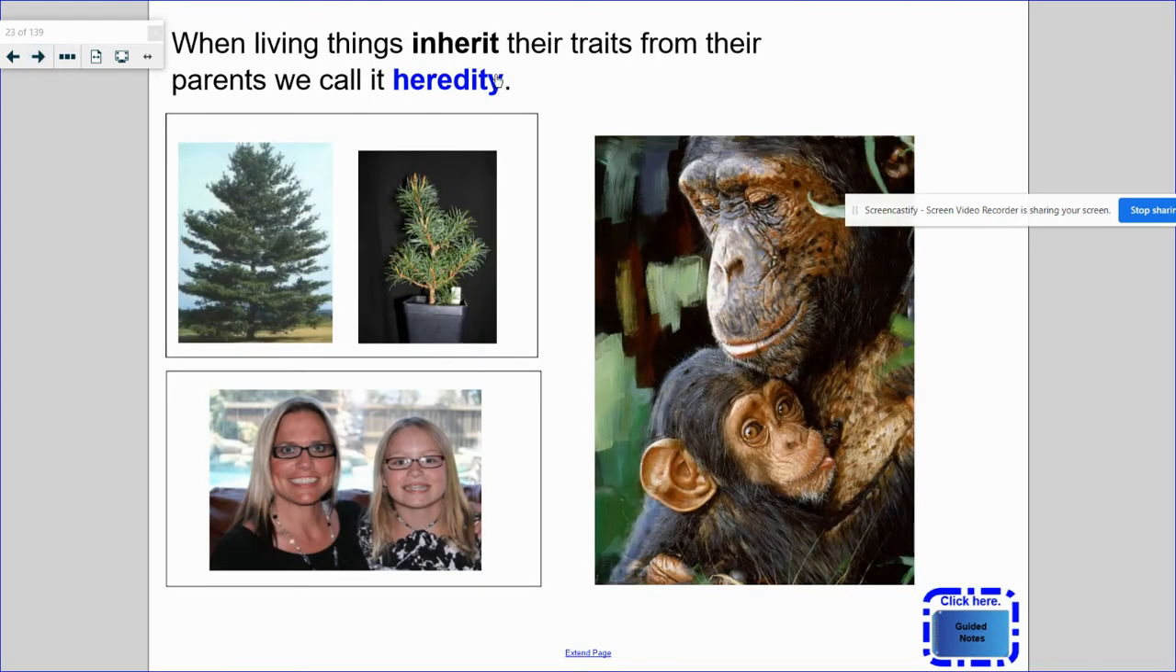All right, when living things inherit their traits from their parents, we call it heredity. And we just kind of learned about that in the video. So, for another example, we can see the seedling will grow up to the big tree. The daughter will grow up to look similar to her mom and has similar features to her mom already. Same with the monkeys here. The baby monkey has very similar traits from its parent. Okay, we call that heredity.